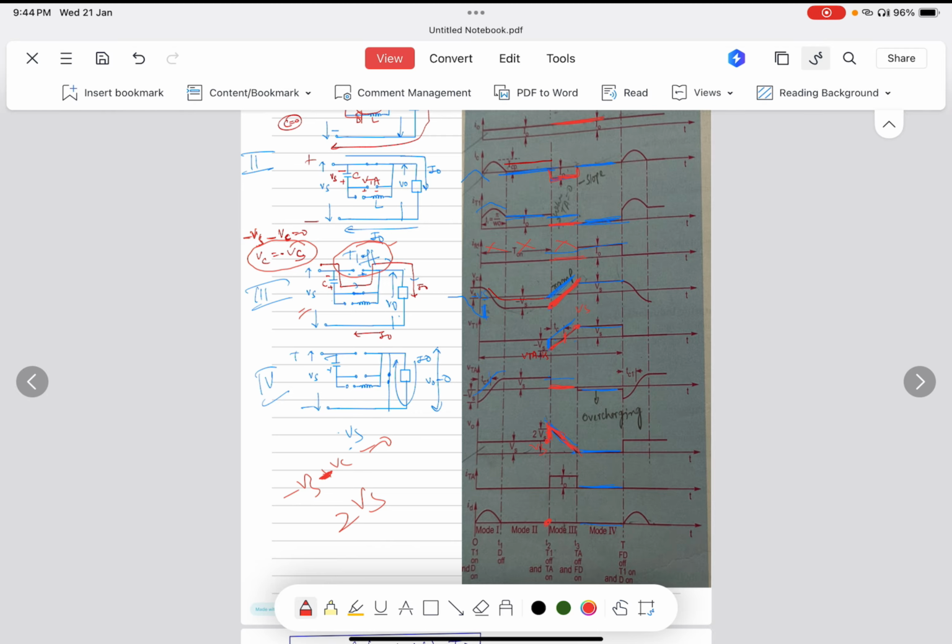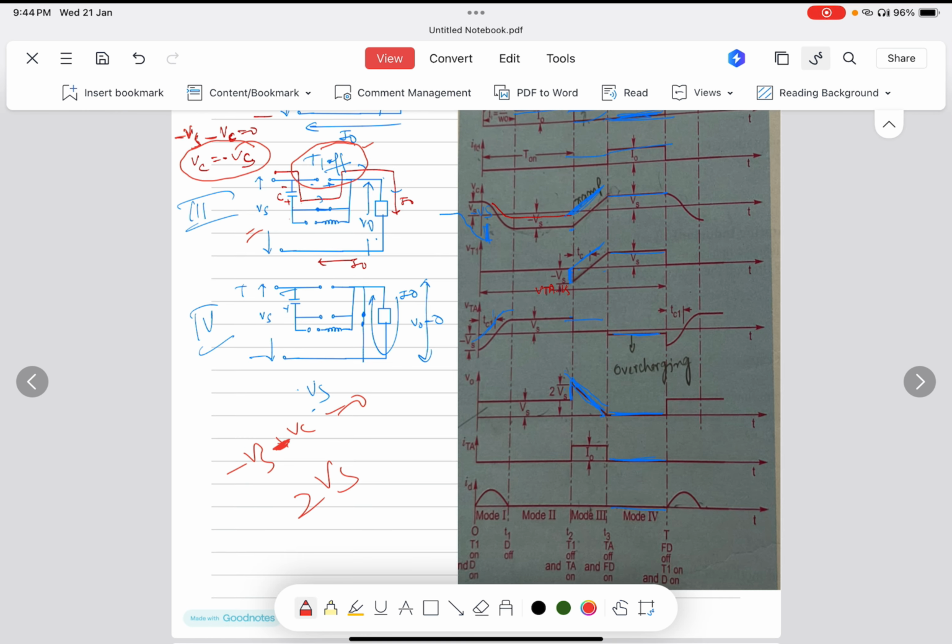Also you can see here the auxiliary thyristor, that is ITA, the current flowing through it is the load current, so you can see here a ramp value. Also the diode is open circuited, so no current flows across it. So you have understood mode 3. Now I will explain mode 4.